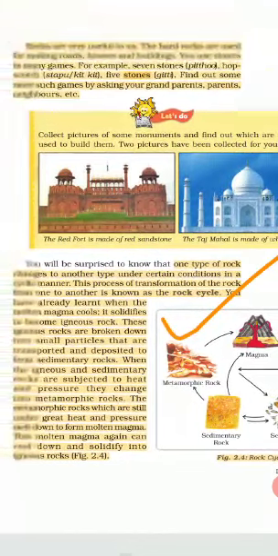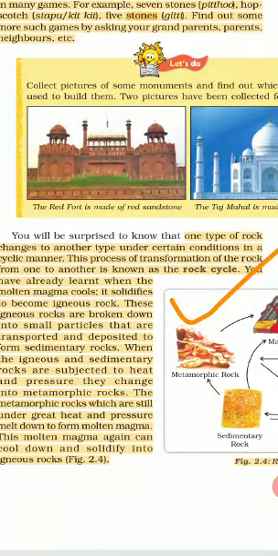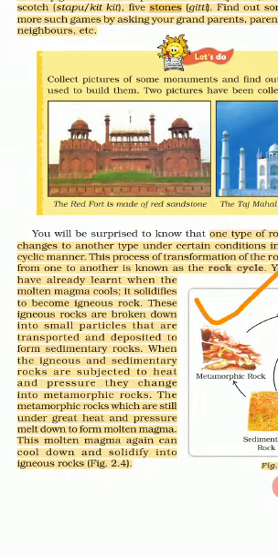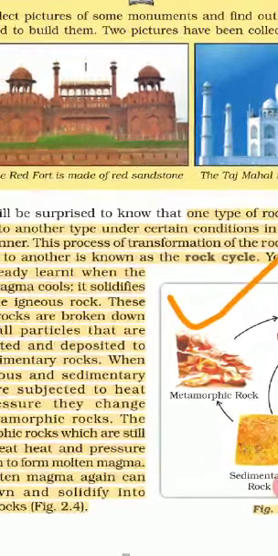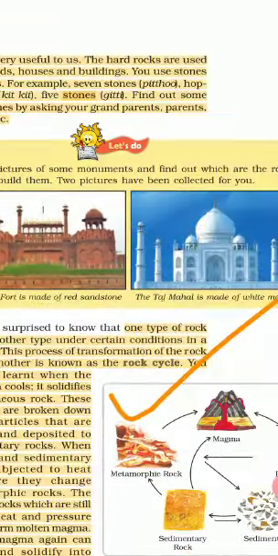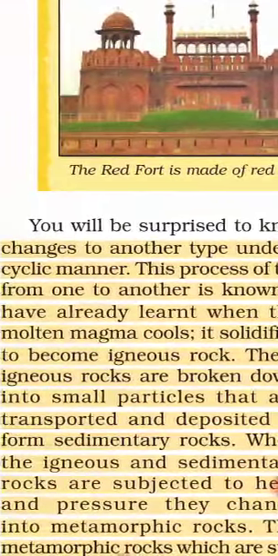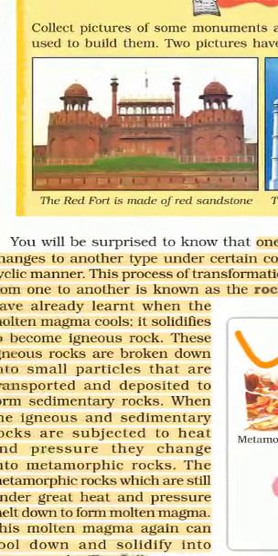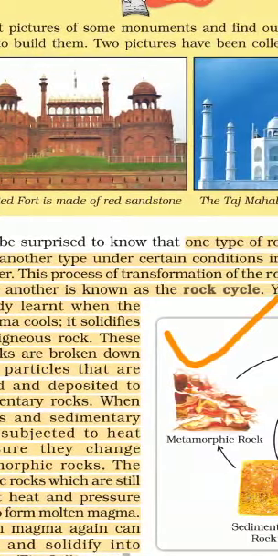So now we will be continuing with the rest part of this chapter, that is the rock cycle. Rock cycle is a very important part of this chapter because this will tell us how one rock changes into another kind, under what conditions they change from one rock to another rock. So first of all, let us understand what is the meaning of rock cycle. It's written here, one type of rock changes to another type under certain conditions in a cyclic manner. This process of transformation of the rocks from one to another is known as the rock cycle.